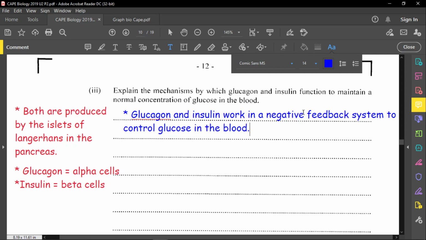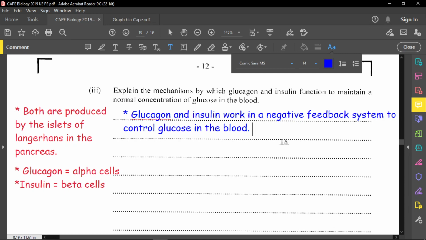All right, what I want to point out right here, what I mean by negative feedback, is that as one of these hormones is increasing, the other one is decreasing. So in other words, they work oppositely to bring about the same action or function. So the action is to control glucose. If glucagon is increasing, insulin is decreasing, and vice versa.